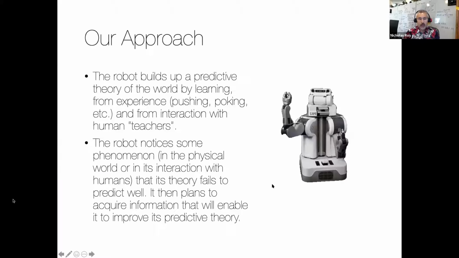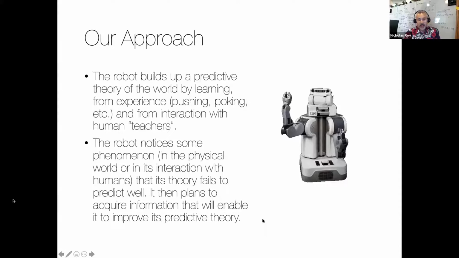Our approach, like many others, is going to be to have the robot build up a predictive theory of the world by learning from experience and from interaction with human teachers that elicits some phenomenon that we don't predict particularly well. And then we can gather more information that will allow us to improve our predictive theory. So the idea of curiosity is really, again, about interacting with the world now for the future.